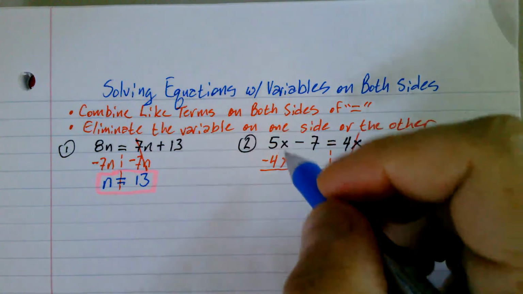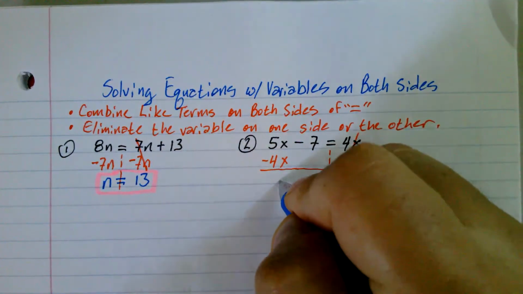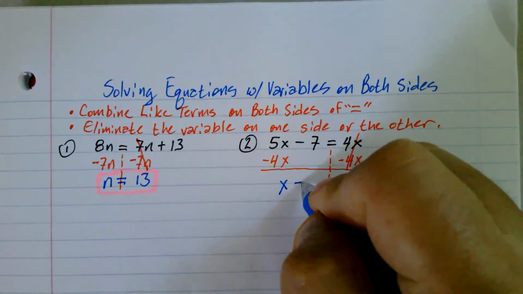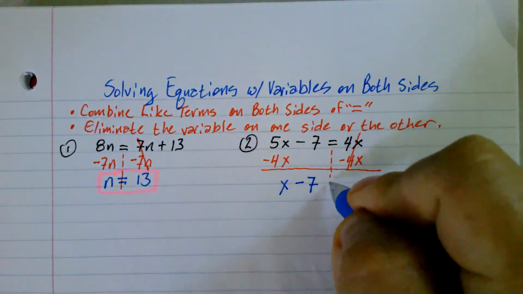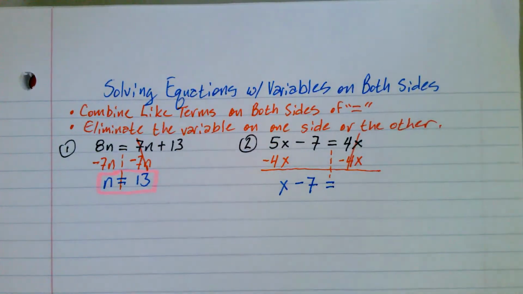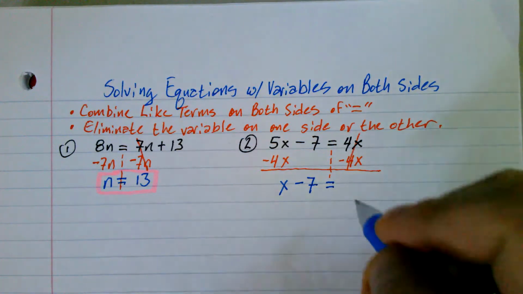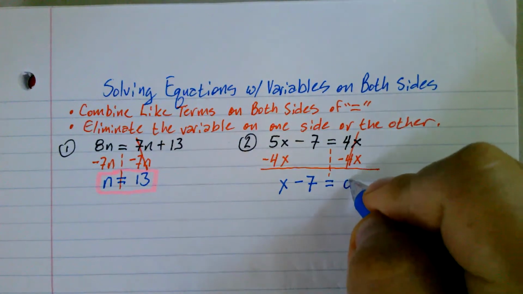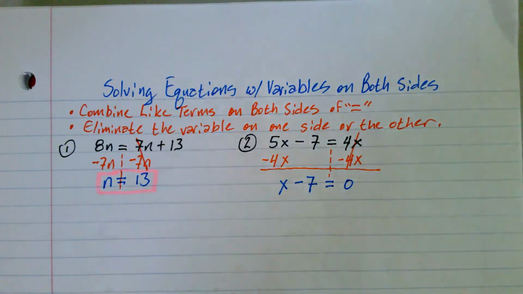I have 5x minus 4x, that's just x. Take away 7, equal sign. What do I have on the right side of the equation? 0. Everything canceled, you still have 0. Okay, I can live with that though. It's not impossible. It's just a very simple equation now.